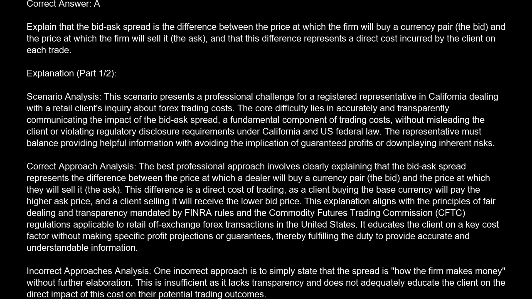Correct approach analysis. The best professional approach involves clearly explaining that the bid-ask spread represents the difference between the price at which a dealer will buy a currency pair, the bid, and the price at which they will sell it, the ask. This difference is a direct cost of trading, as a client buying the base currency will pay the higher ask price, and a client selling it will receive the lower bid price. This explanation aligns with the principles of fair dealing and transparency mandated by FINRA rules and the Commodity Futures Trading Commission, CFTC, regulations applicable to retail off-exchange Forex transactions in the United States.